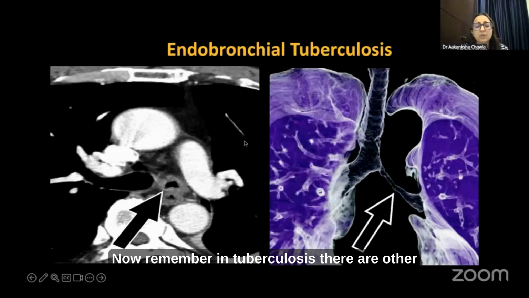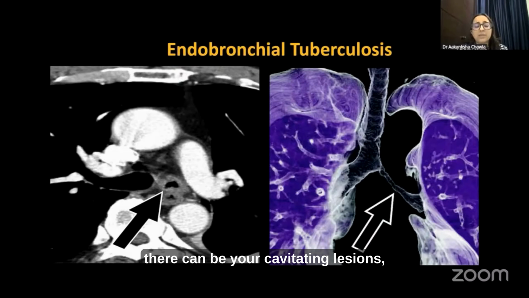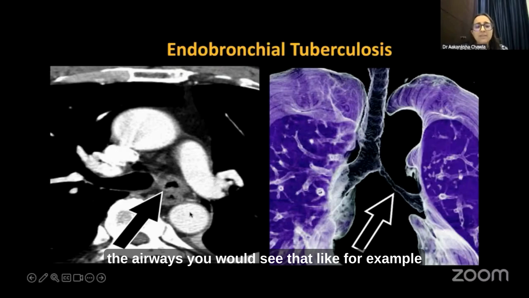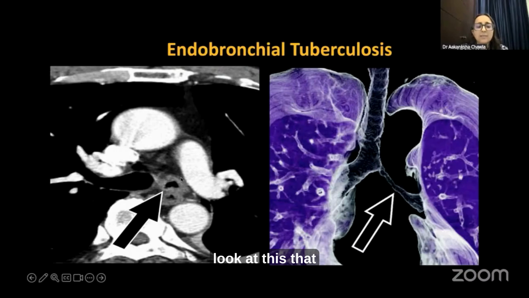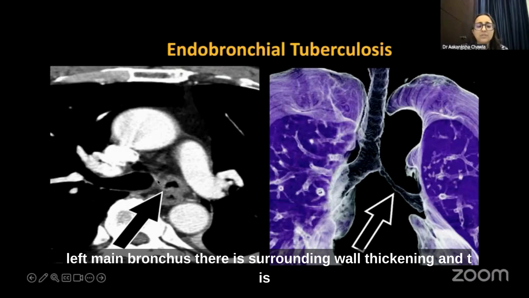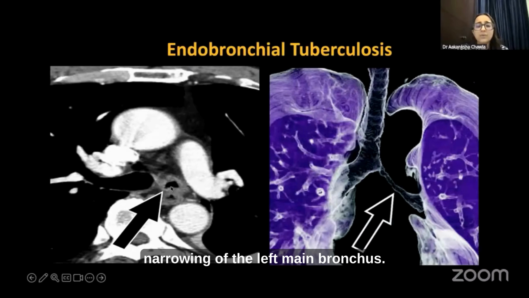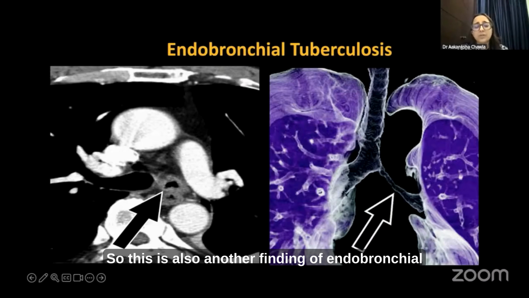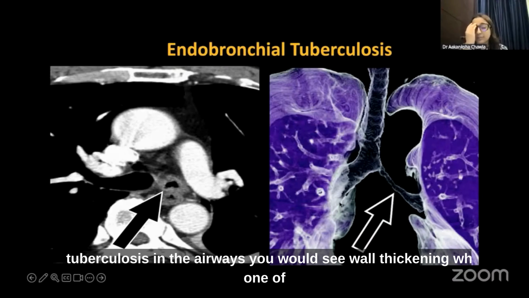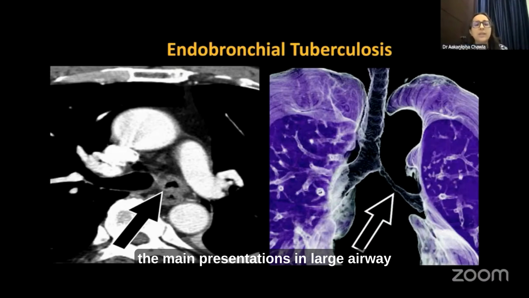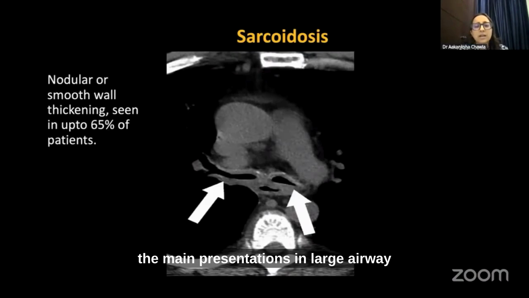Now remember, in tuberculosis, there are other findings in your lungs, like cavitating lesions, cavitations with consolidation, and lymph nodes. But in the airways, for example, look at this. In the left main bronchus, there is surrounding wall thickening and there is narrowing of the left main bronchus. When this was rendered on a 3D volumetric image, again, you see there is narrowing. So this is another finding of endobronchial tuberculosis in the airways. You would see wall thickening, which is one of the main presentations in large airway diseases.